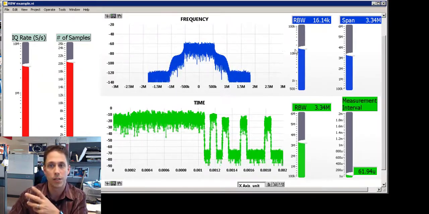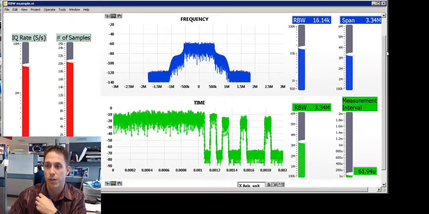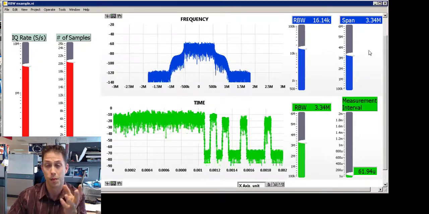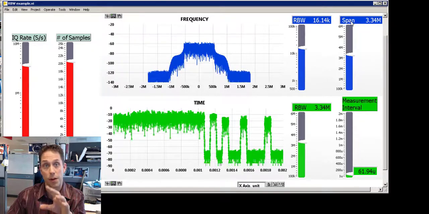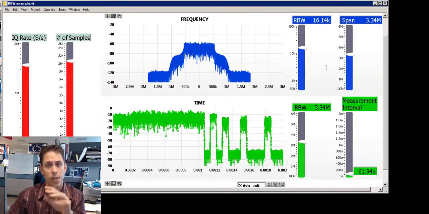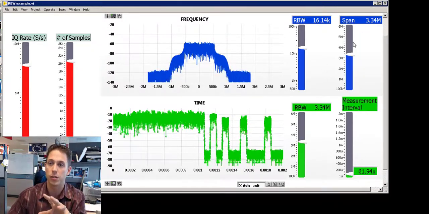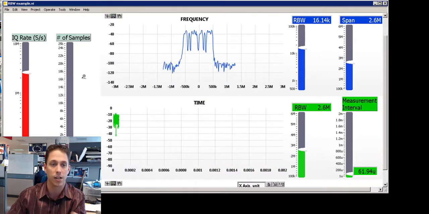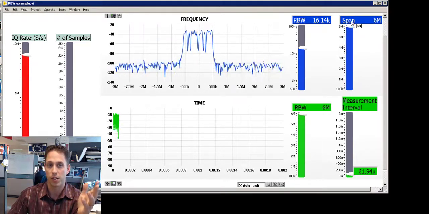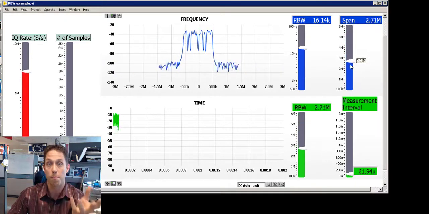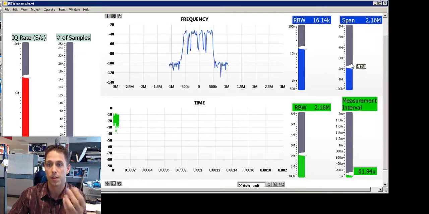And you'll quickly see that we have two different values for RBW, and we have span and measurement interval. Now, if we keep up with the frequency domain, you'll notice that the span kind of makes sense, and you can see the correlation over here to IQ rate on the left-hand side. So as we increase our span, we do acquire a wider bandwidth of frequency content.